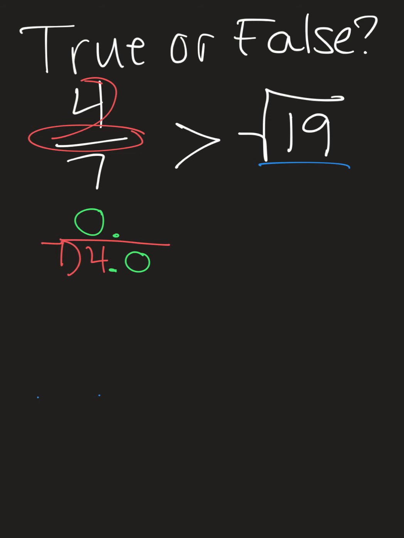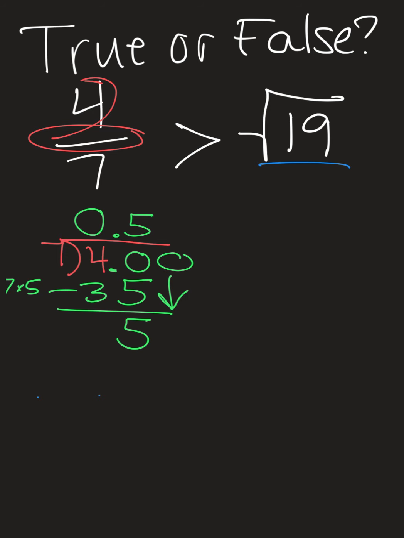7 into 40, however, is equal to approximately 7 times 5, which is going to give me 35. Right, 7 times 5 here. And 40 minus 35 gives me 5, but I'm not done yet, so I'm going to keep going for a moment here. I'm going to have a repeating decimal, I believe, so we'll take a look.